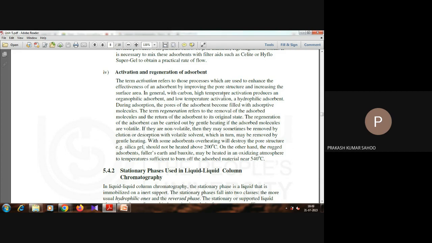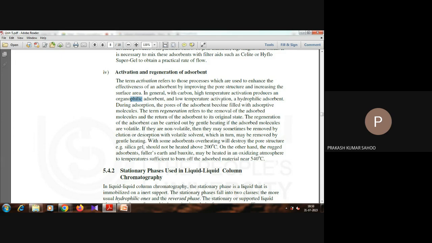And regeneration. So how effectively we will improve the pore structure all depends on the size of the pore, that is a hole which is created after the packing by silica gel or alumina or any other hard or soft gels. In general, with carbon, high temperature activation produces an organophilic adsorbent. Organophilic means where organic materials get attached, and low temperature activation produces a hydrophilic adsorbent.